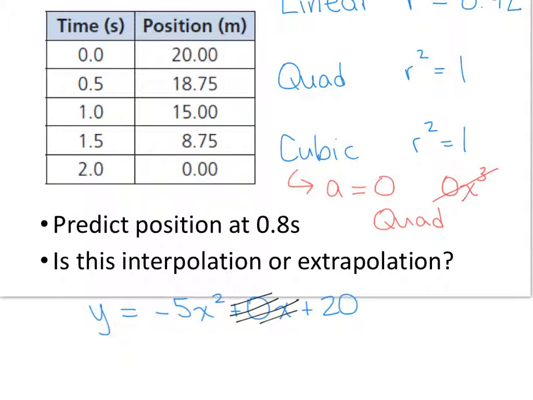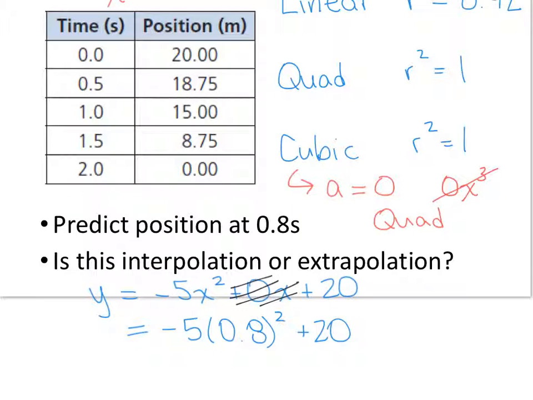Now let's take a look at our prediction. If we're going to predict the position at 0.8 seconds, seconds was our x value, so we're going to replace the x with 0.8. Remember to follow the order of operations so that we take 0.8 and square it, then multiply by negative 5, and then add 20. Ultimately, we're going to find out that we predict the position to be 16.8 meters.